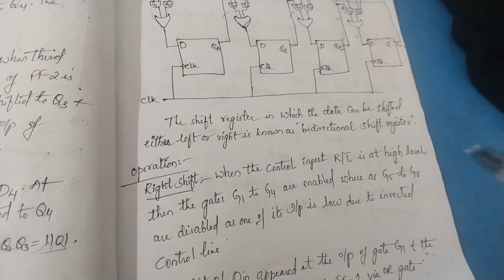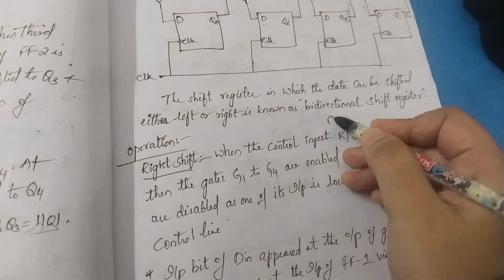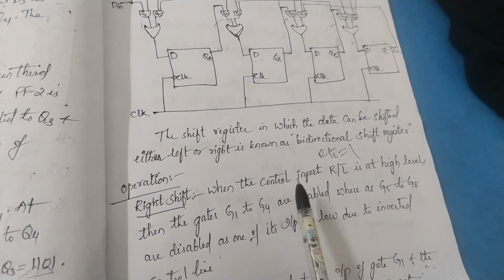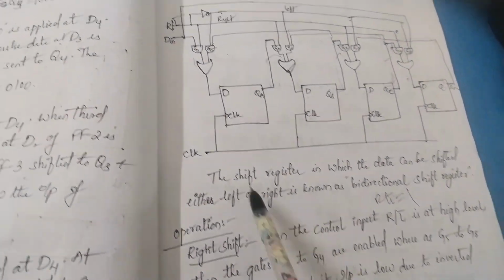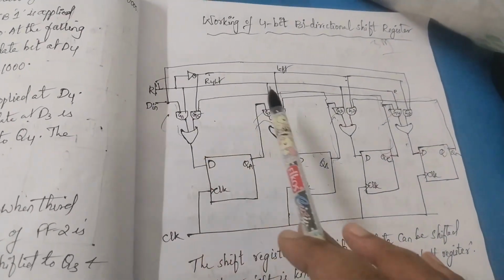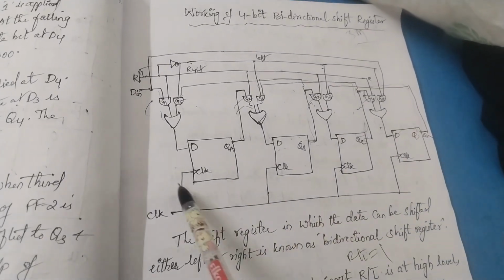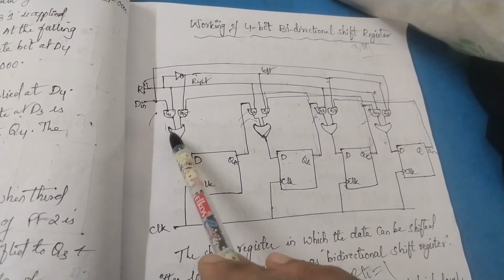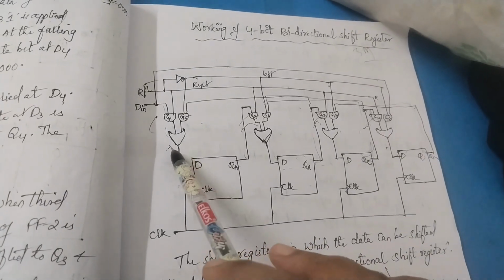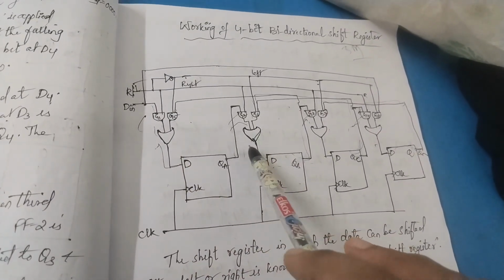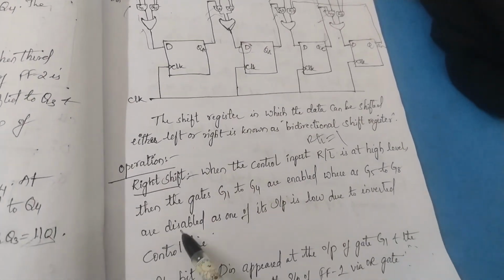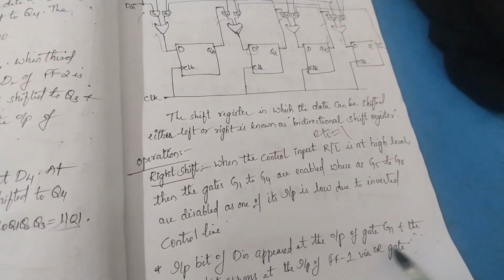Right shift means when the control input R by L bar is equal to 1, it behaves like a right shift register. In the right shift register, gates G1, G2, G3, G4 are enabled, whereas G5, G6, G7, G8 are disabled. Therefore, the output of G1 is applied to the D input via the OR gate. Similarly, the output of G2 is applied as input to the D flip-flop via the OR gate. Like that you have to proceed. In this manner, it behaves like a right shift register.